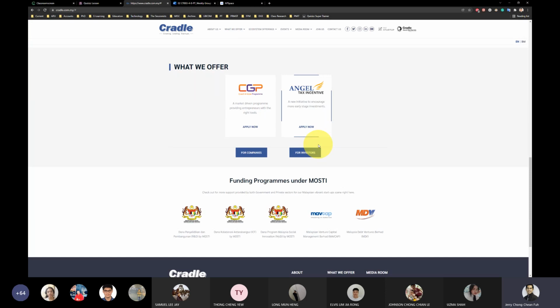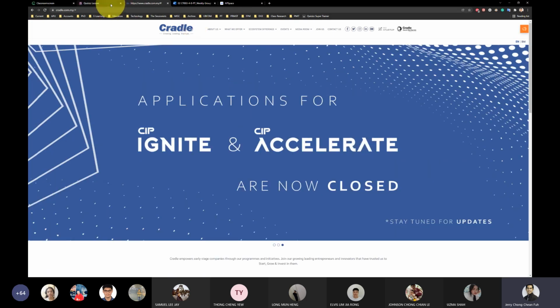If you notice here, they have different types of programs. There's a coach and grow program. There's an angel tax incentive whereby they're looking for investors, right? The term that is always used by technopreneurs is angel investors. These are individuals who just want to invest into something because they see the prospects and opportunities there. I'm quite sure a lot of you have seen Shark Tank or shows related to it. The people who are evaluating those business ideas are what you call angel investors, all right?